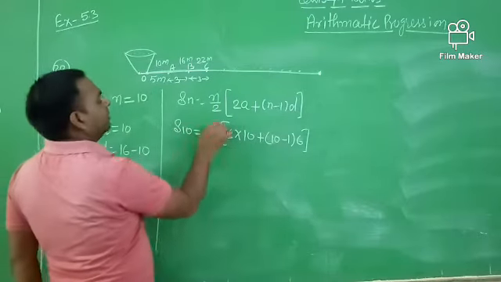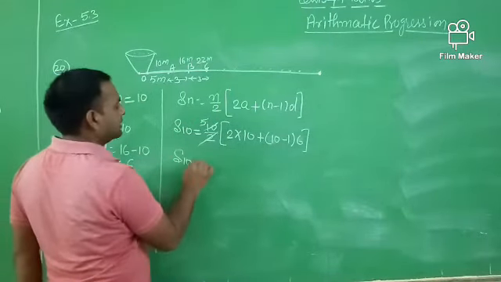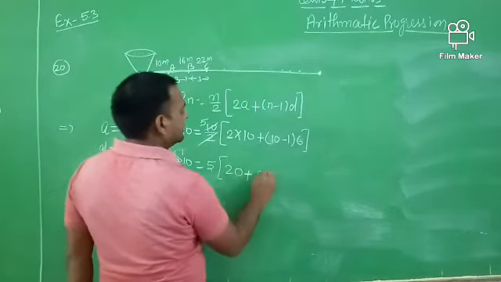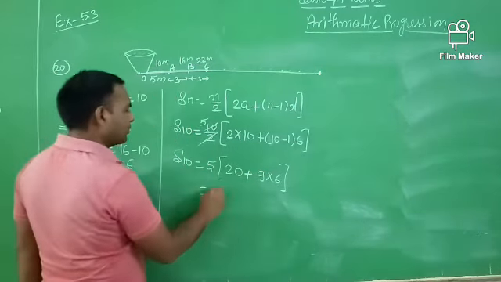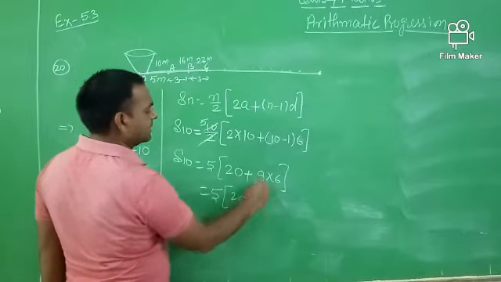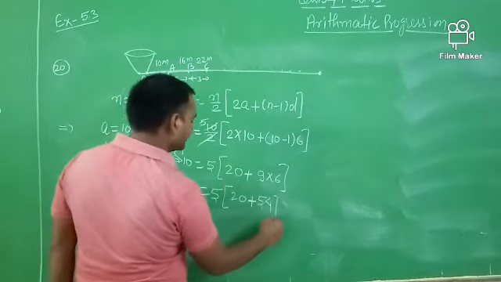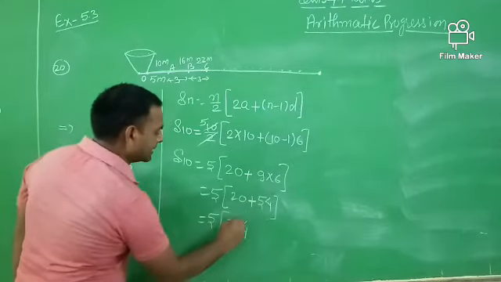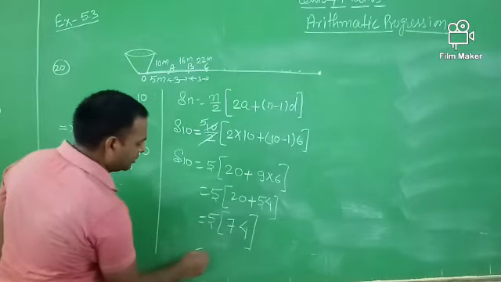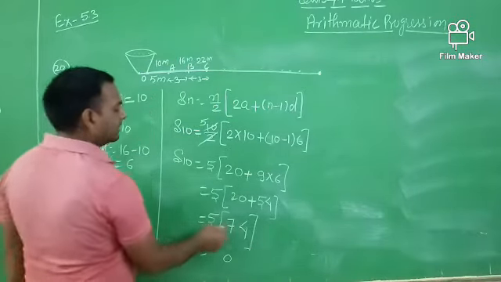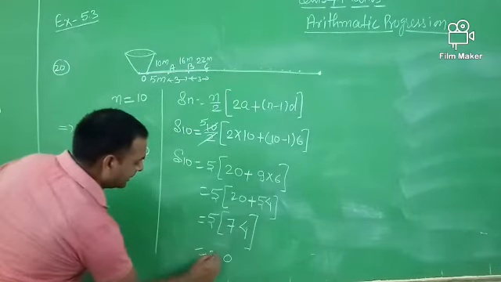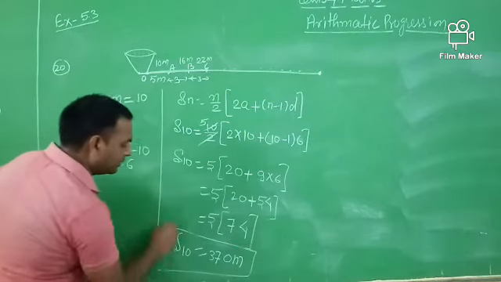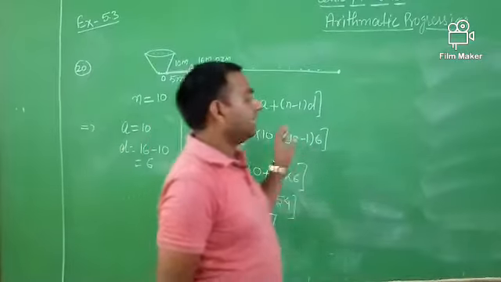So 10 by 2 is 5, so S10 is equal to 5 bracket 2 tens are 20 plus 10 minus 1, which is 9, into 6. Therefore 5 bracket 20 plus 9 sixes are 54, so 5 bracket 74. 5 fours are 20 and 5 sevens are 35, 35 plus 2 is 37, so the total distance traveled by the competitor is equal to 370 meters in that race.